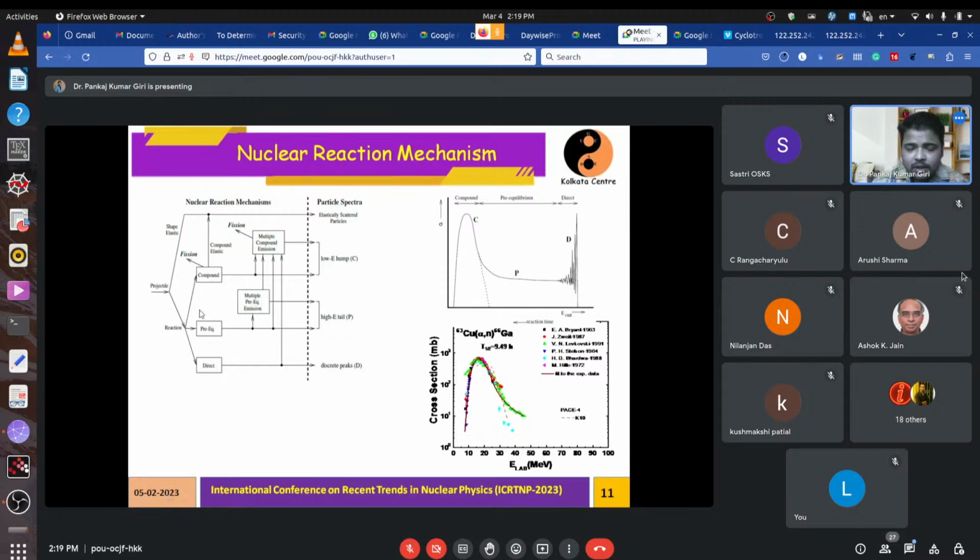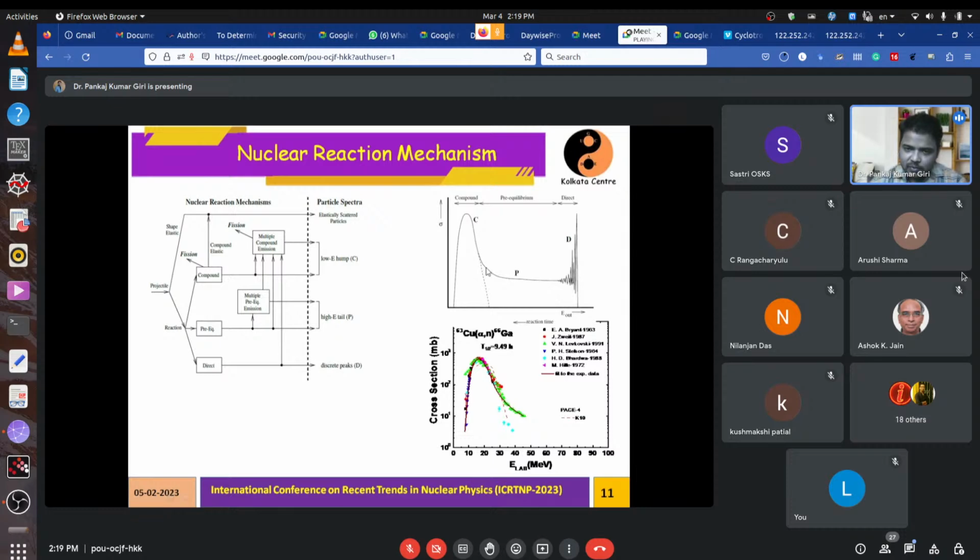But what if that system does not go directly to compound nucleus fusion, and it gets more time to interact with the target? Then it will prolong the process, and we will observe the compound as well as the pre-equilibrium process also.